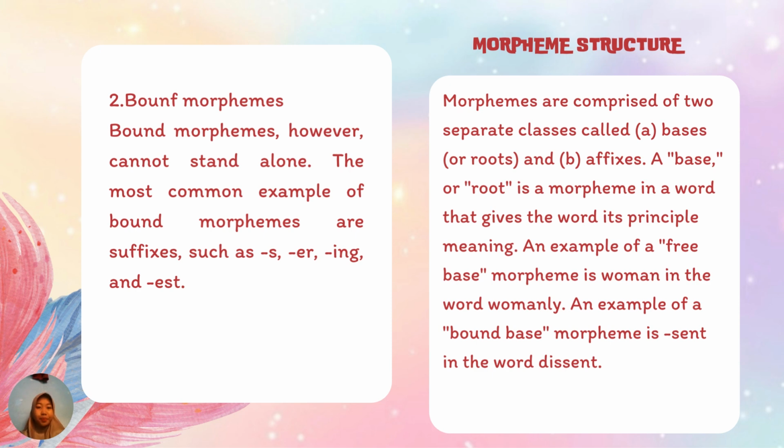Morpheme structure. Morphemes are composed of two separate classes called base or root and affix. A base or root is a morpheme in a word that gives the word its principal meaning. An example of a free base morpheme is woman in the word womanly. An example of a bound base morpheme is saint in the word decent.